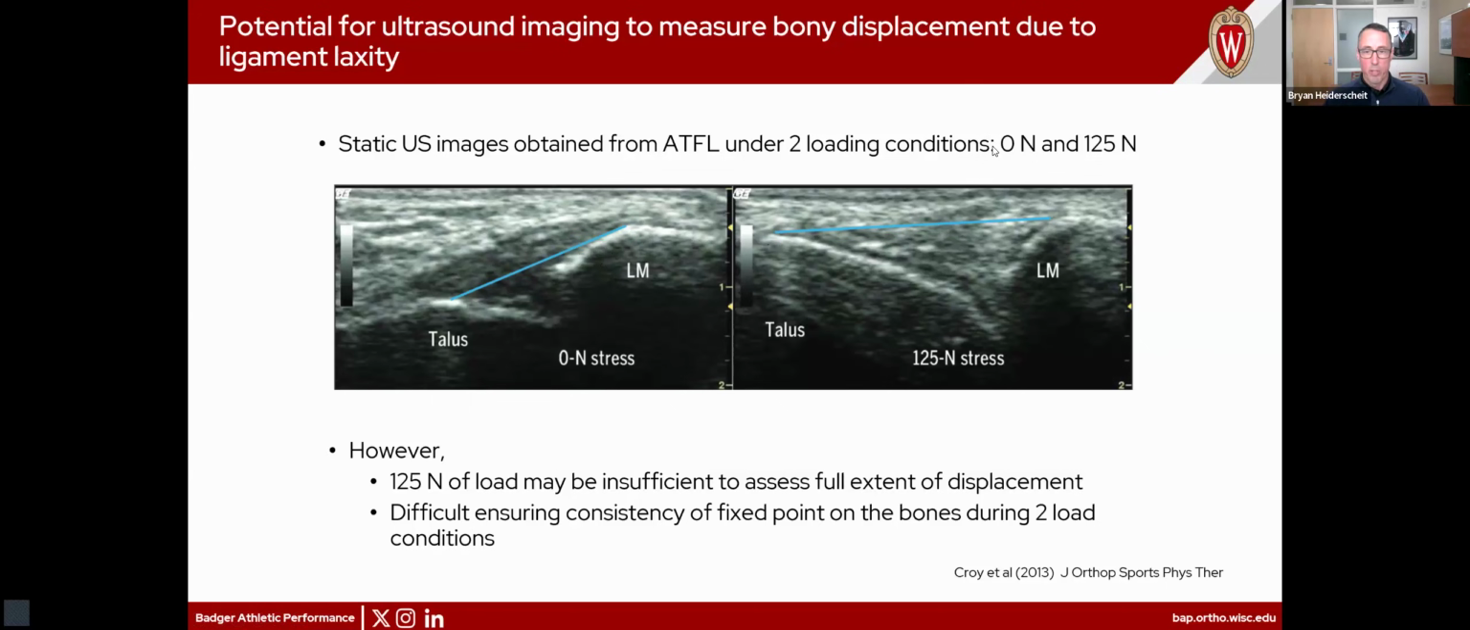Unfortunately, this sort of testing procedure becomes challenging. One, 125 newtons is somewhat arbitrary and likely insufficient to assess the full extent of displacement. But two, it's difficult because of the way these lines are drawn to reflect the length of the ligament, and to ensure consistency from one frame to the next, from one image to the next. Are you on the same fixed points on the bone? Is the plane of imaging identical across the capture between these two load conditions? So it becomes somewhat challenging to assess this and determine its value.